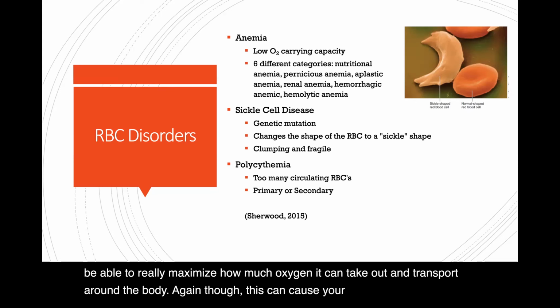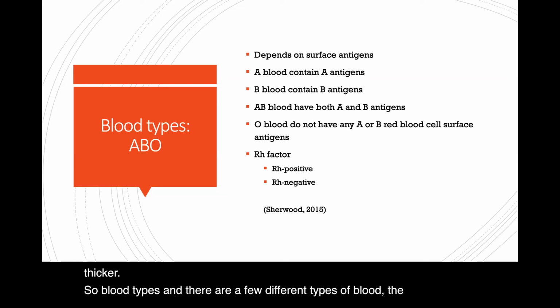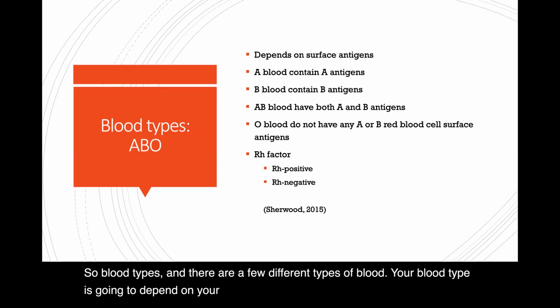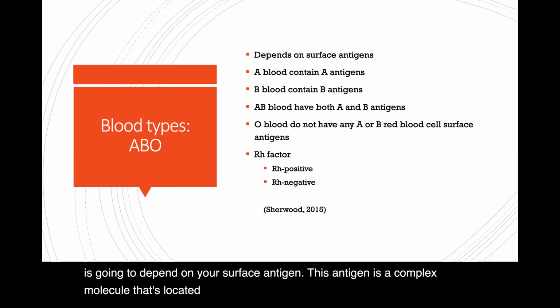So blood types, there are a few different types of blood. Your blood type is going to depend on your surface antigen. This antigen is a complex molecule that's located on the membrane that can trigger a specific immune response. So you have an A blood type, which would contain an A antigen, a B blood type, which contains a B antigen. AB blood has both A and B antigens, and then O blood means that it doesn't have an A or a B red blood cell surface antigen.